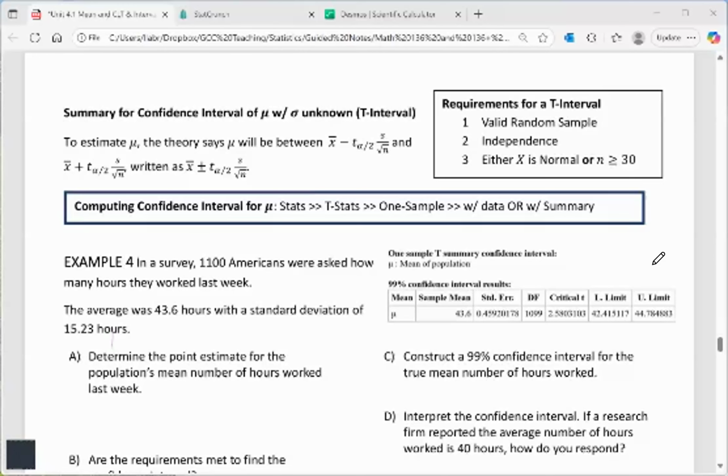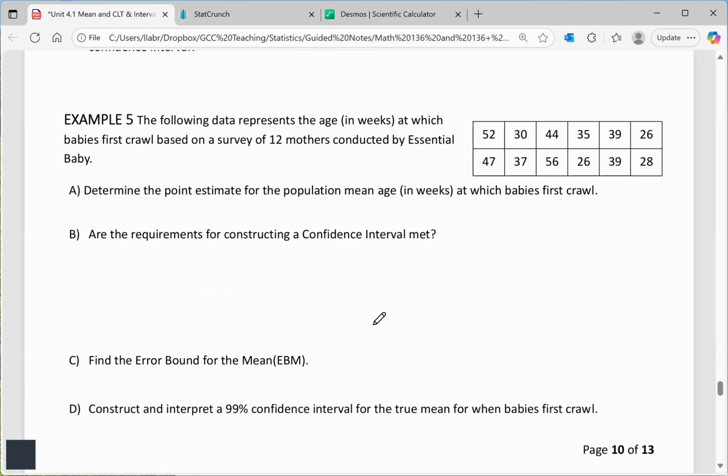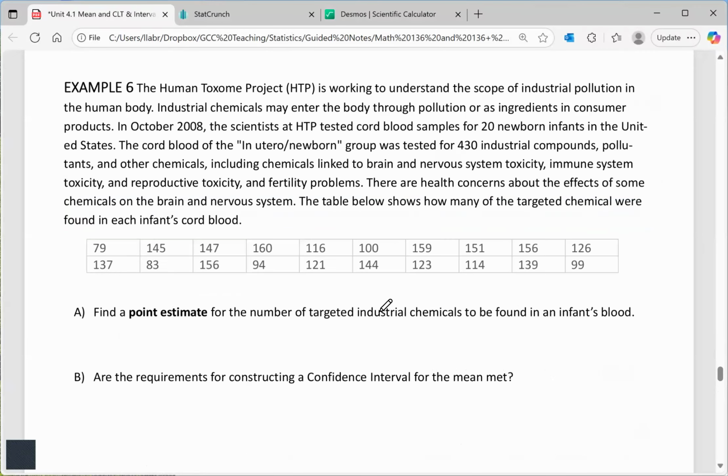All right, welcome back, everyone. Let's go ahead and see another example on creating a confidence interval if the standard deviation is unknown. So if the population standard deviation is unknown. So let's go ahead and take a look at our first example.